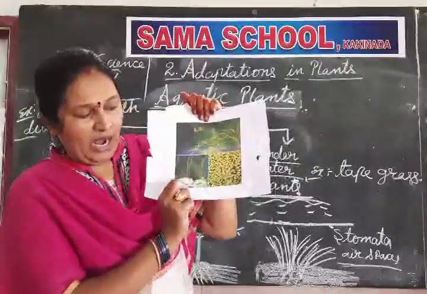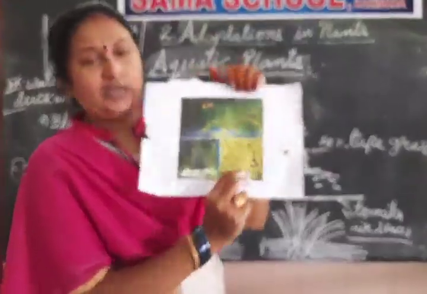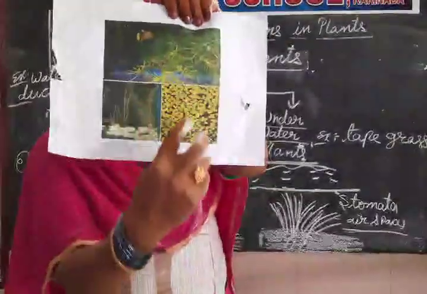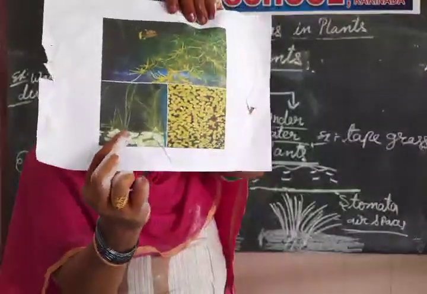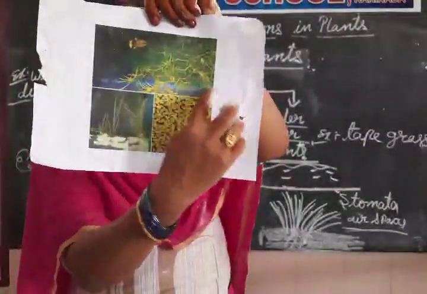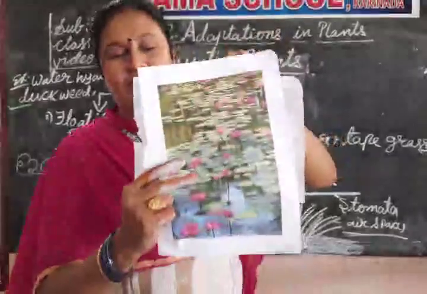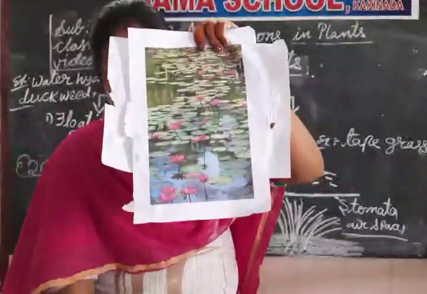See, these are the underwater plants. These are the floating plants. These are the fixed plants.